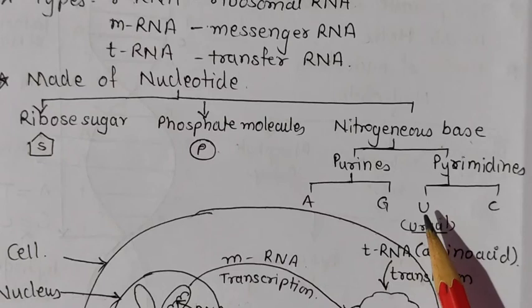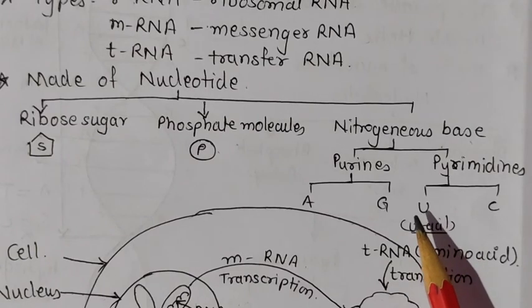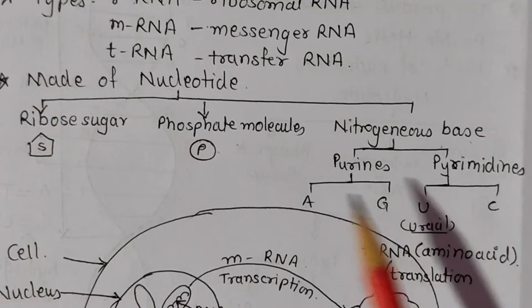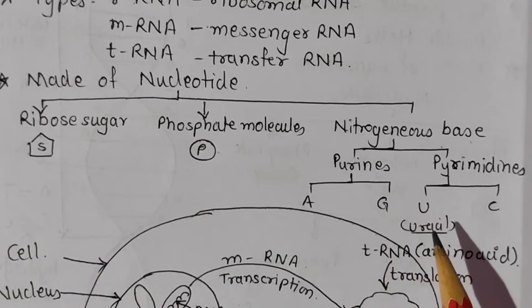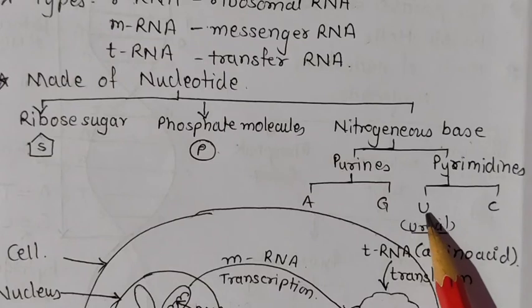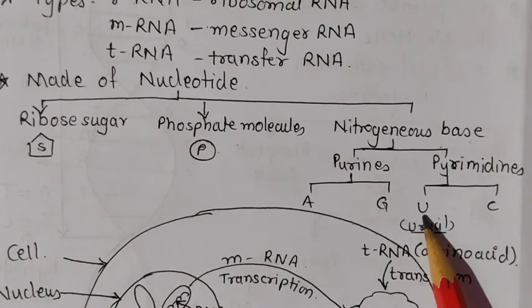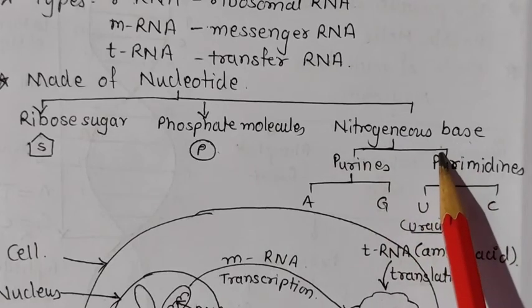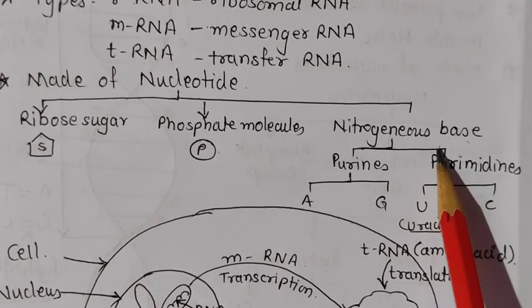In pyrimidines there was thymine in DNA, but in RNA, instead of thymine, you will find uracil there, and cytosine is the same. So that is the only difference between RNA and DNA: RNA consists of uracil and DNA consists of thymine. All other things are the same in both DNA and RNA.